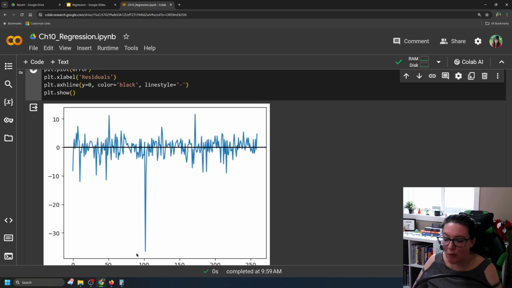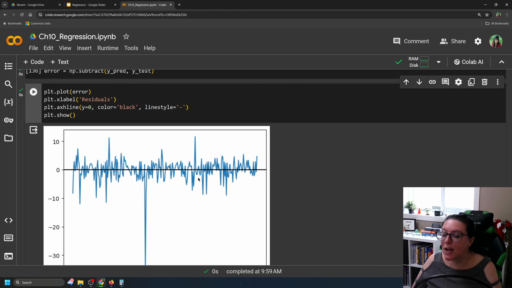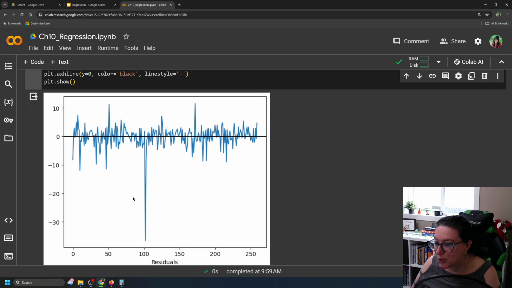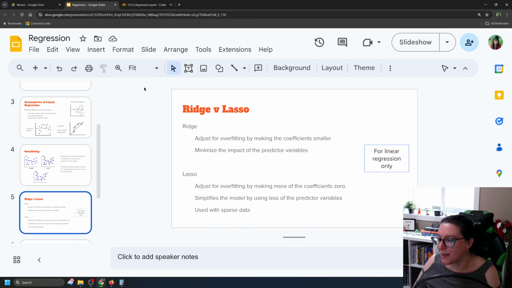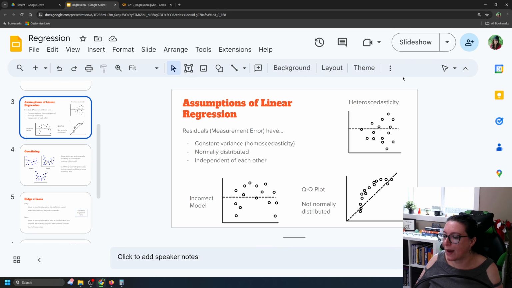As we noted before, what we should be doing is checking for these outliers. Maybe there's a typo here. But again, checking for, does it center around 0? Does it look like random noise and not have patterns to it? Does it not have, as we were talking about before, that heteroscedasticity as we check our assumptions here?